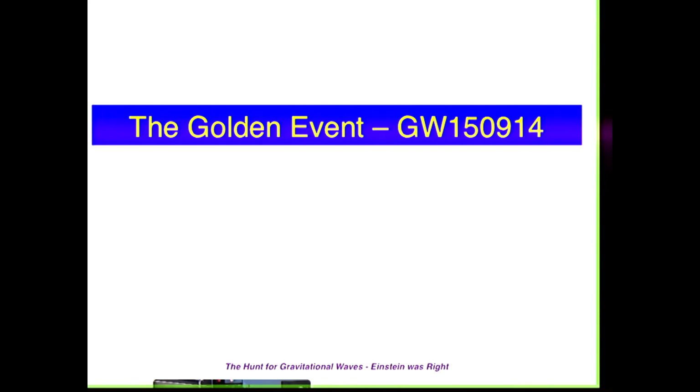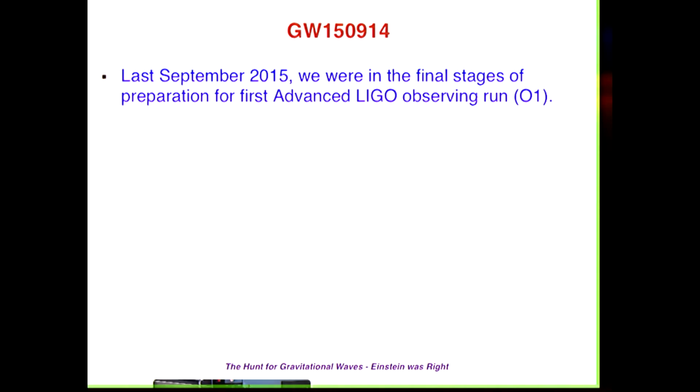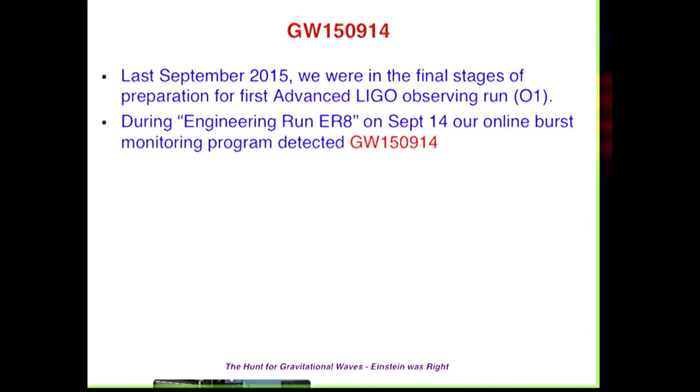Okay, now let me talk about our golden event, GW150914, named for the date on which it was discovered. So in late September, I'm sorry, last September, not late September, we were in the final stages of preparation for the first Advanced LIGO observing run, which we're going to call O1. We were in what we call engineering run, ER8.